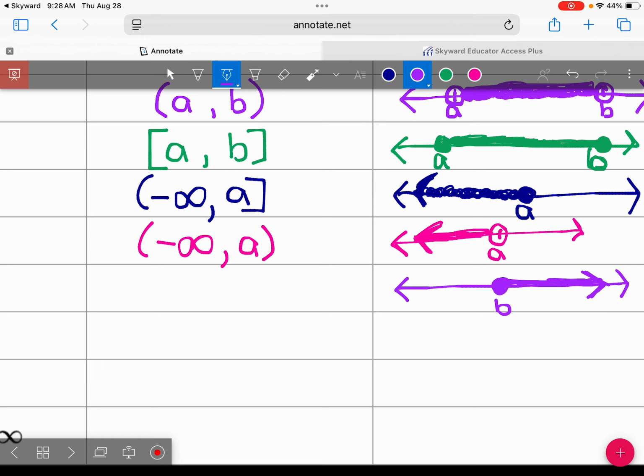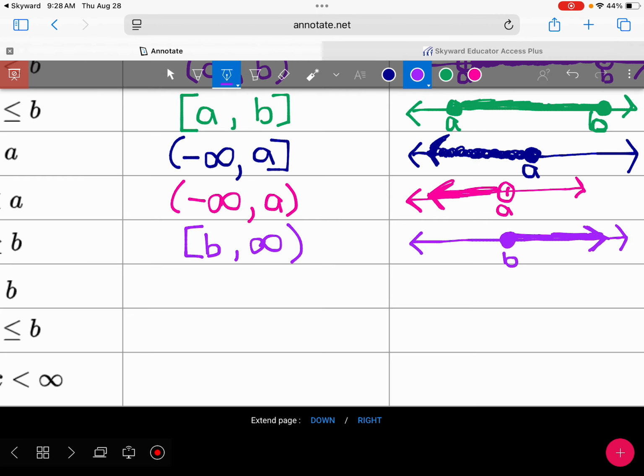So what is our interval going to be? B to infinity. Does B get a square bracket or parenthesis? Bracket. Infinity? Parenthesis every time, because infinity is an idea. Also, we can't go beyond it. Buzz Lightyear's wrong, because we can't go to infinity and beyond. We can't go beyond infinity.